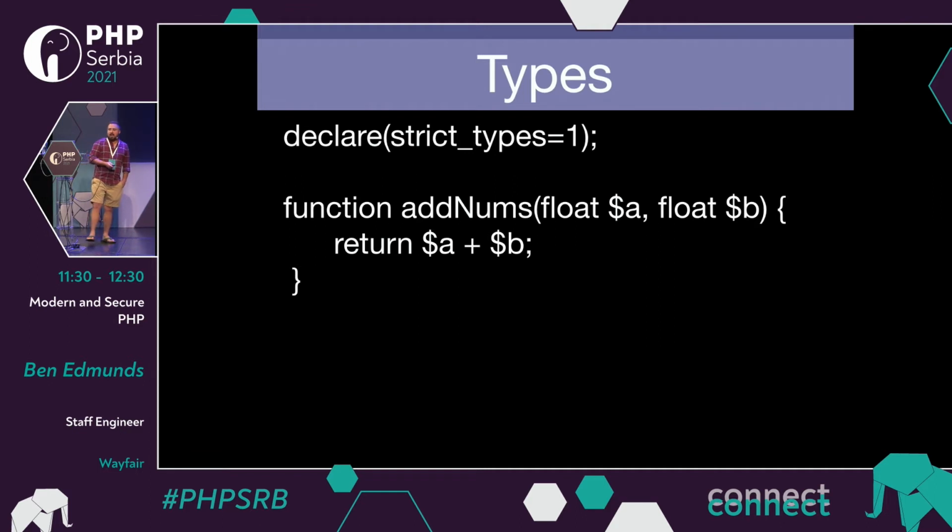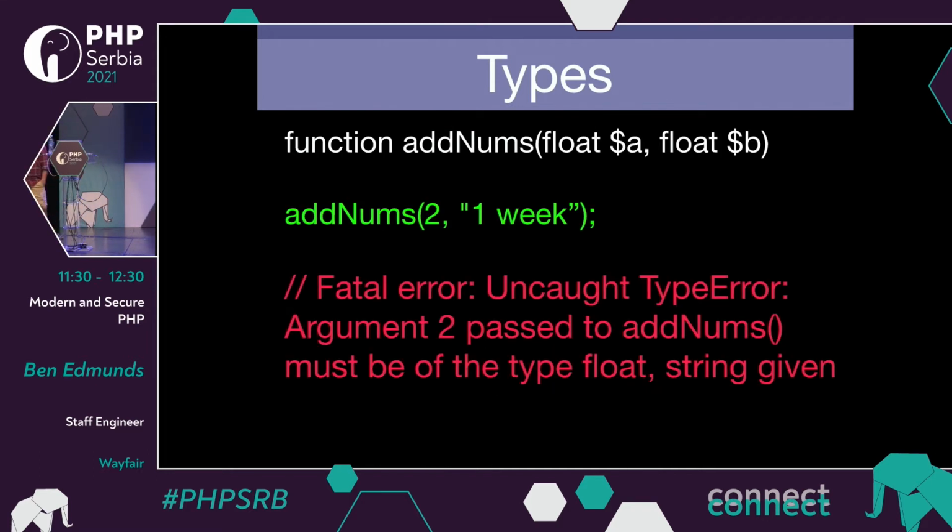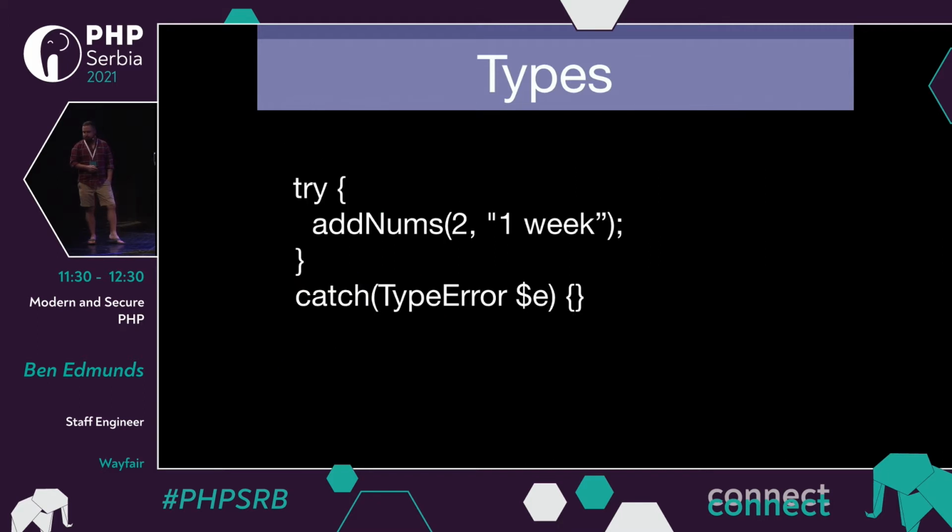In here, we have an add nums function, and we're going to have two variables to this, an a and a b, and we're going to type hint that those are floats. And so if you try to pass through something that's not a float to this, you're going to get a fatal error. You get a type error for that. This is very helpful to make sure that the data you're passing around matches the data you expect, so there's no surprises. You can also catch for this, right? So you could try to add the nums and then catch the type error.